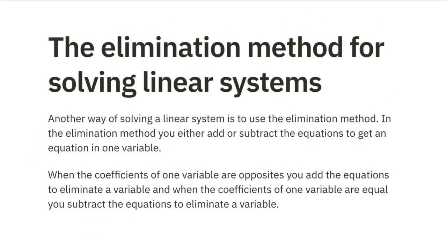Okay, and then the third method is called the elimination method. Now, when I taught algebra, I used to call this the addition method. Because, for example, if I had 3x plus 4y is equal to 10 and negative 3x plus 5y is equal to 20, I would add straight down because one of the variables is going to cross out. That's called the elimination method. We're eliminating one of the variables.